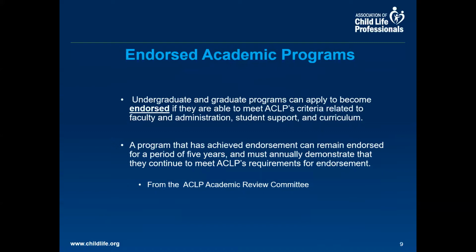And this means that an undergraduate and graduate program can apply to become endorsed if they're able to meet the ACLP's criteria related to faculty and administration, student support, and curriculum. A program that's achieved endorsement can remain endorsed for a period of 5 years and must annually demonstrate that they continue to meet the ACLP's requirements for endorsement.